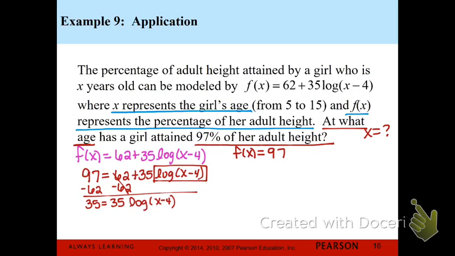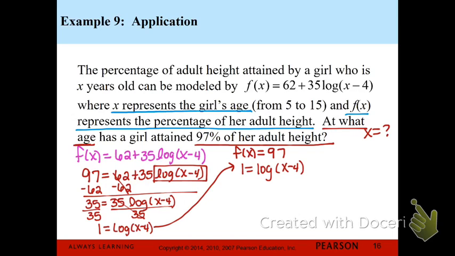Now what do we do? Divide by 35. And so we get 1 equals log of X minus 4. Okay, what now? Exponential form. Good. We're in log form and we can't do anything else. And if you need to, switch it, because we're used to seeing log written first. You can rewrite it as log of X minus 4 equals 1.